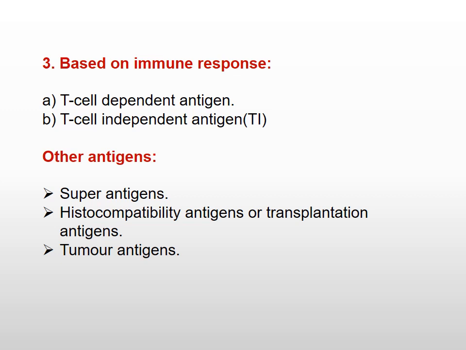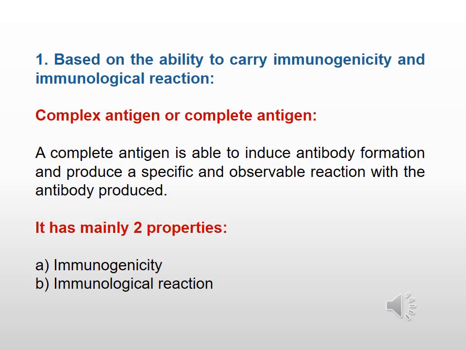There are some other categories which are very important, like superantigen, histocompatibility antigen or transplantation antigens, and tumor antigens. They are special types of antigens we will discuss. So we'll go one by one. Now the first one, that is based on ability to carry immunogenicity and immunological reaction. According to this, it can be classified into complex antigen or complete antigen and partial antigen or hapten.